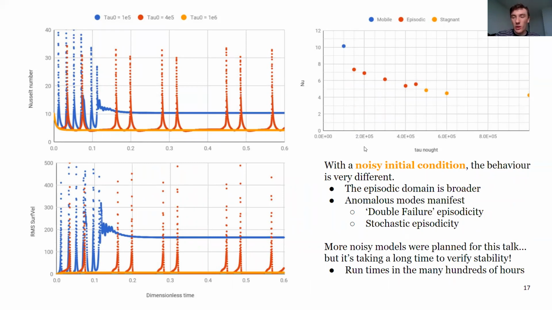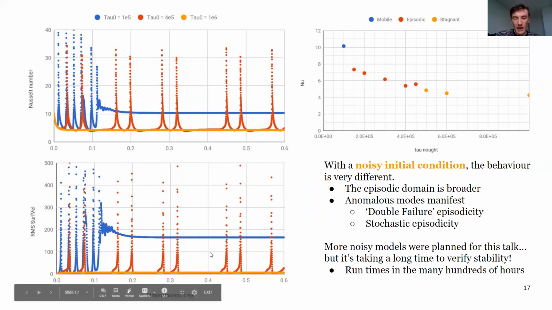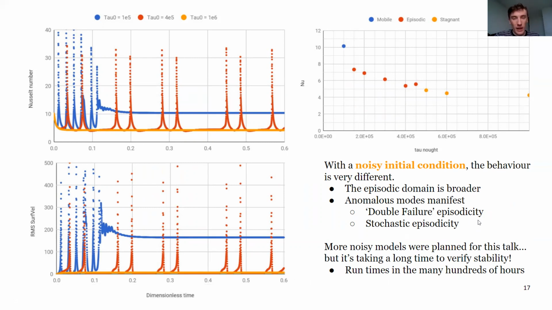And if you use a noisy initial condition, as I have here, you start to get modes that certainly weren't attested in the original paper. In this case, we get these twinned failure events that are stable out to a very long time scale. So that's quite compelling to me.